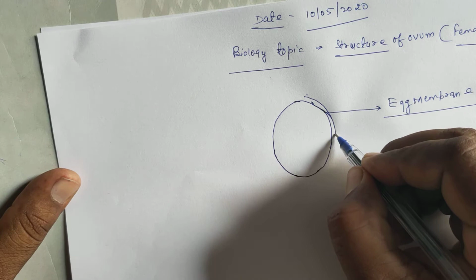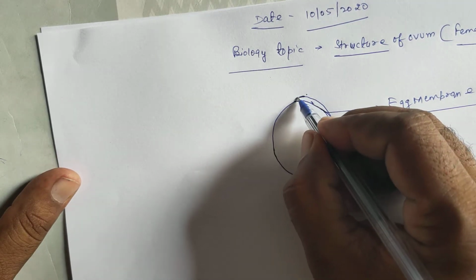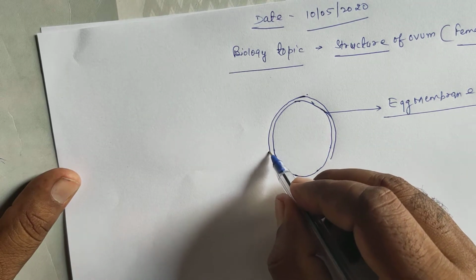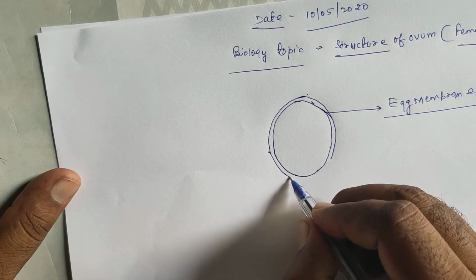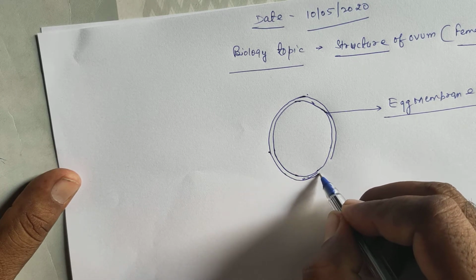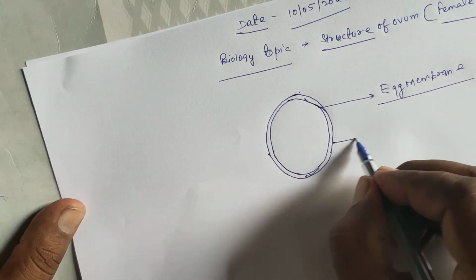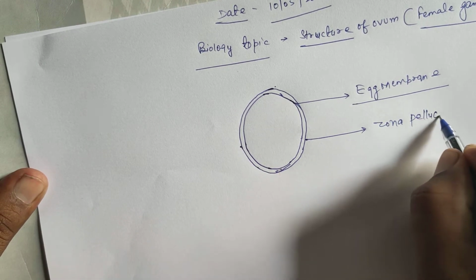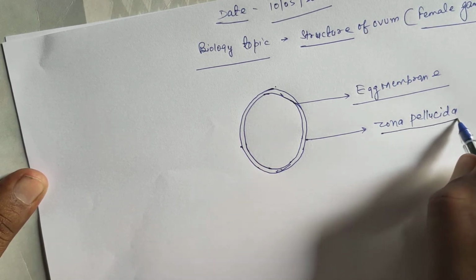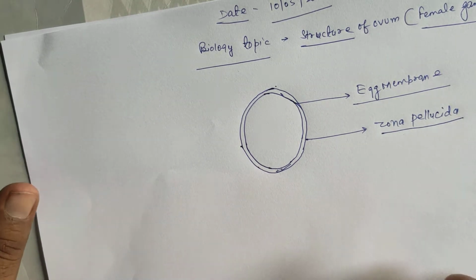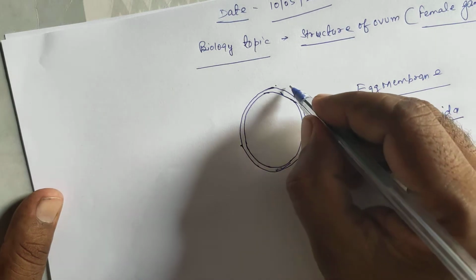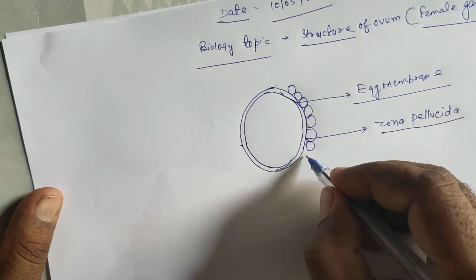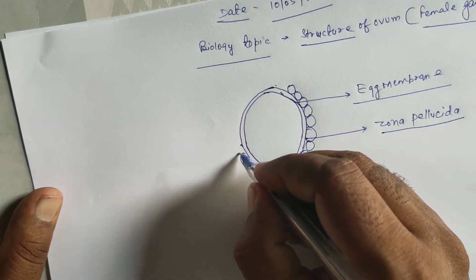This is extra embryonic membrane. It means primary egg membrane. Primary egg membrane of human female ovum is zona pellucida. This is zona pellucida. It is transparent or acellular layer. Next, secondary egg membrane is corona radiata.